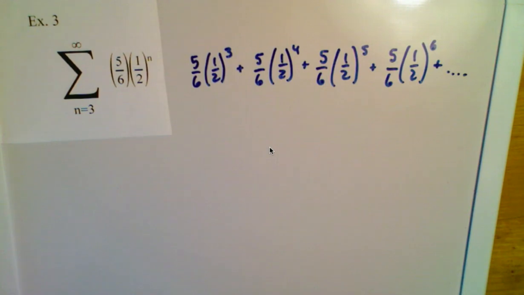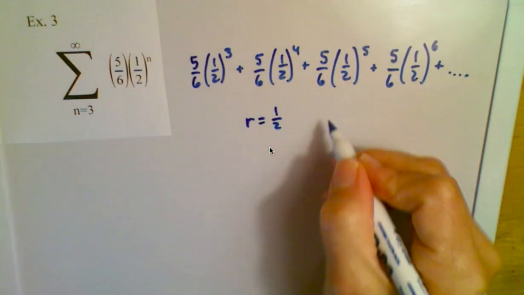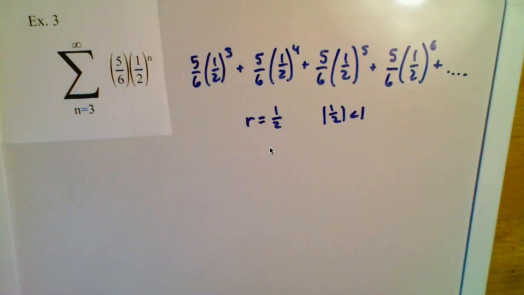Well, I can definitely identify that I have a geometric series. My common ratio is 1/2, and the absolute value of 1/2 is less than 1. So this series is going to converge. And this is a prime example of why I gave you that little note: take the first term divided by 1 minus my r, if you're working with a convergent series.